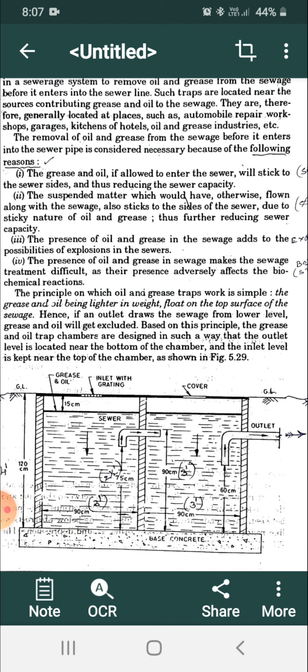See, wherever these shops are, they are the sources. This includes automobile service stations, garages, or kitchens of hotels. In hotels, a huge amount of oil will be used. And there are oil and grease industries which are producing oil and grease substances. Sometimes these things will be mixing with the wastewater. So I want to provide this structure for the removal of this.